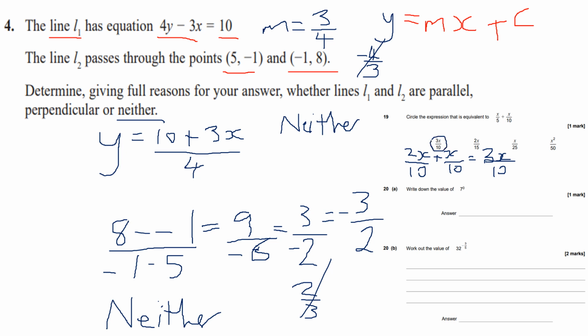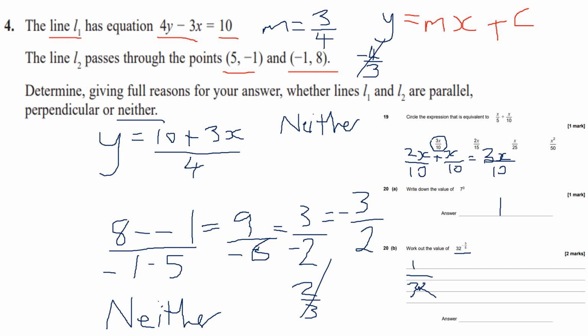Question 20, part A. Write down the value of 7 to the power of 0. Well, anything to the power of 0 is always equal to 1. So 7 to the power of 0 is equal to 1. For part B, work out the value of 32 to the power of -3/5. So the minus does the reciprocal, so it's going to be 1 over 32 to the power of 3/5.